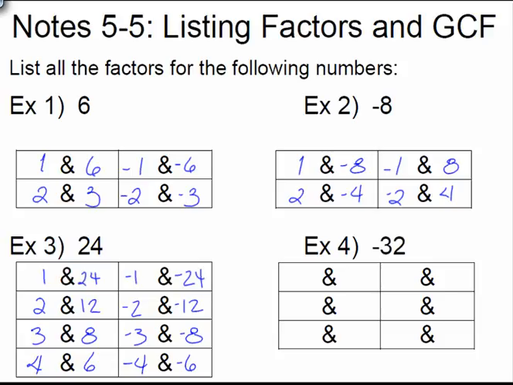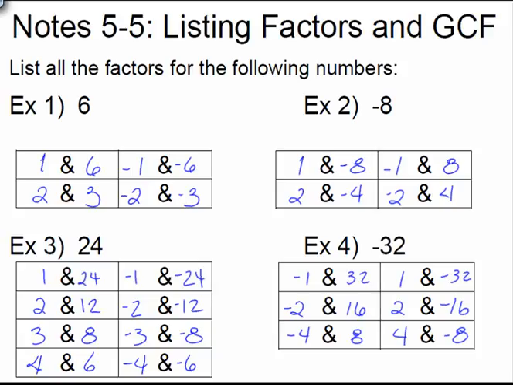In example 4, we have negative 32. So I can have a negative 1 and a positive 32. I could have a positive 1 and a negative 32. I could have a negative 2 and a positive 16, or a positive 2 and a negative 16. I could have a negative 4 and a positive 8, or a positive 4 and a negative 8. And there's all the factors of 32.